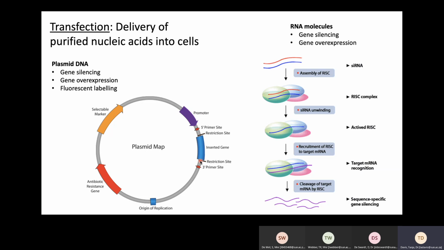RNA molecules are mostly used if you are doing gene silencing. This is used with siRNA molecules, which harness a process called RNA interference, which leads to specific gene silencing.